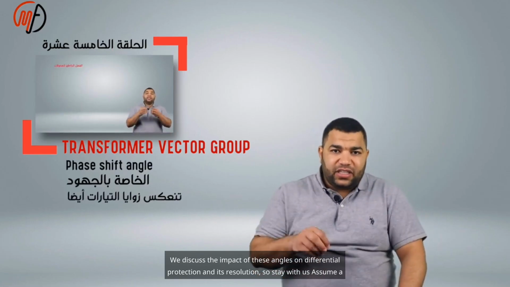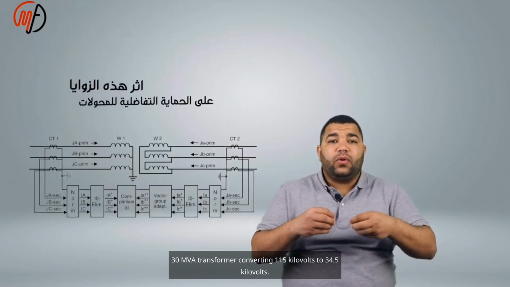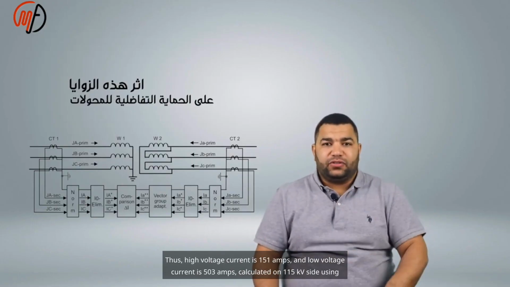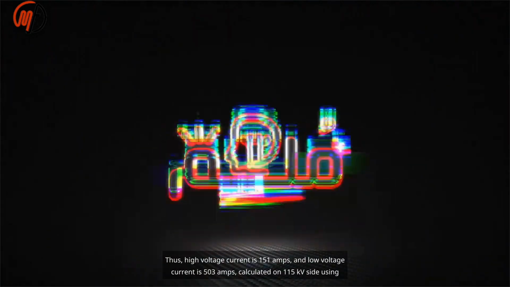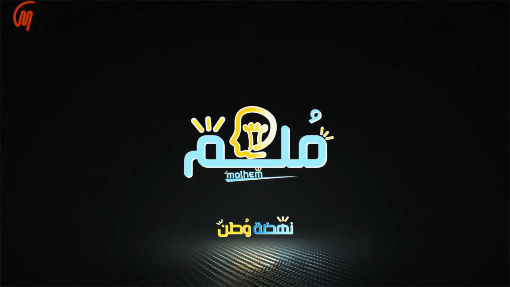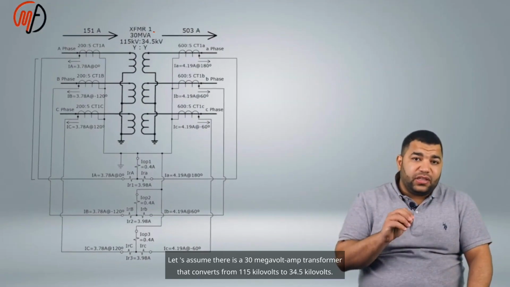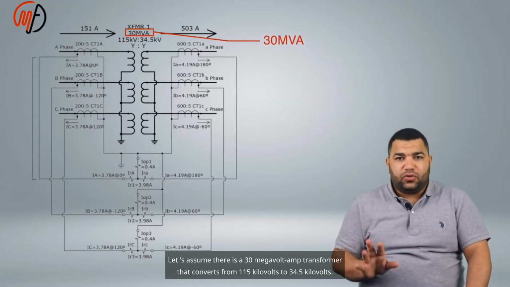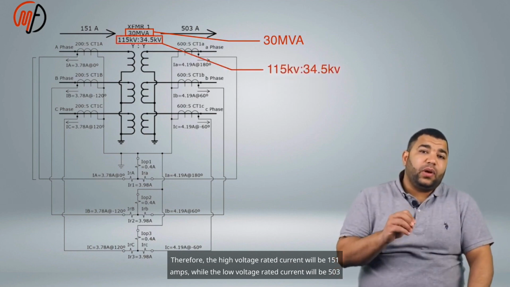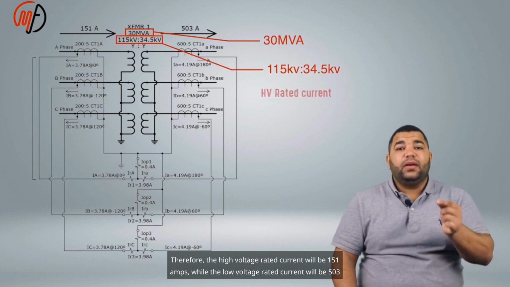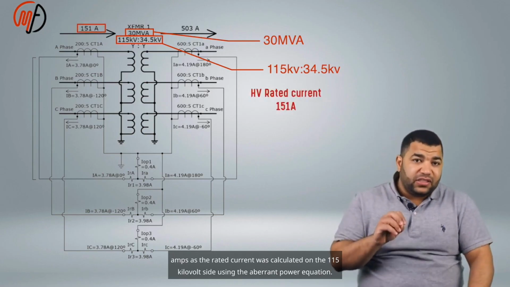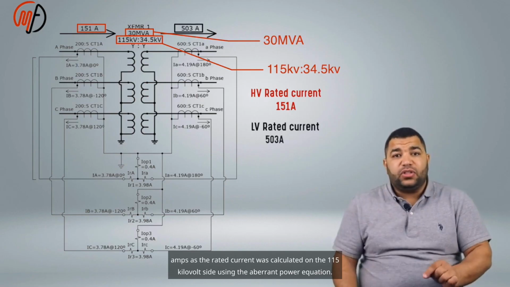Assume a 30 MVA transformer converting 115 kilovolts to 34.5 kilovolts. Thus, the high voltage rated current is 151 amps and the low voltage rated current is 503 amps, calculated on the 115 kV side using the apparent power equation.